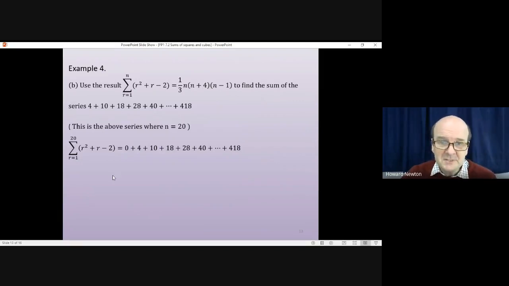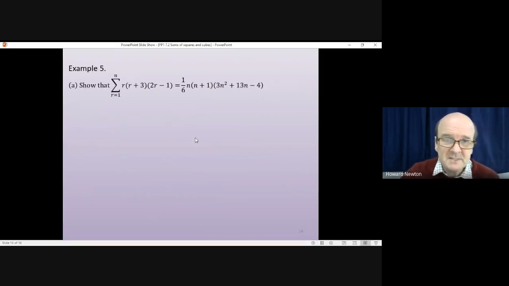Now, the moment you notice that, you're allowed to use the formula. So all you have to do at this point is substitute 20 into the formula and work out the answer on the calculator. That's what you should get when you substitute 20 in, pop all that in the calculator, and you get 3040.